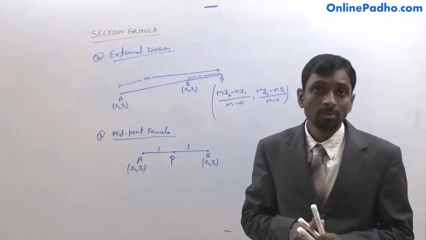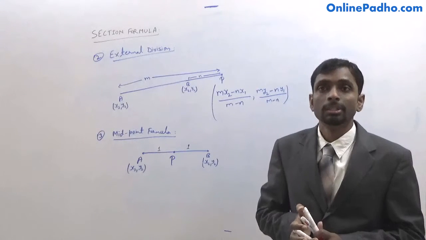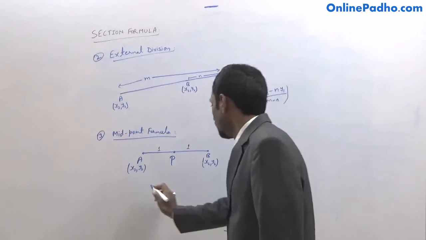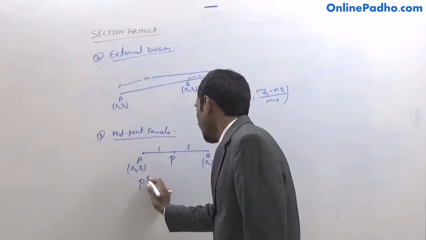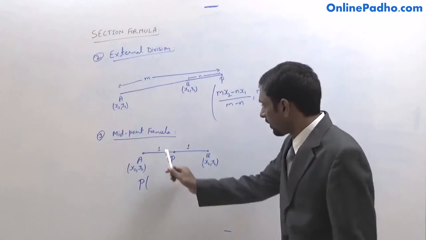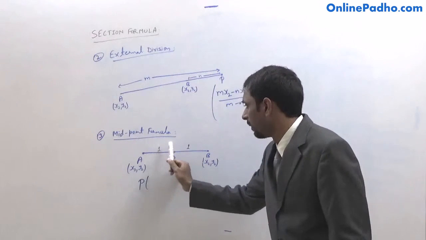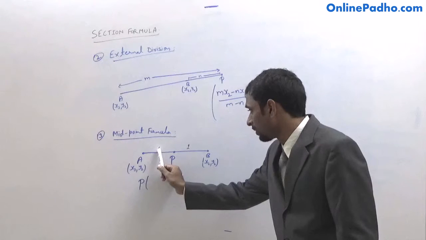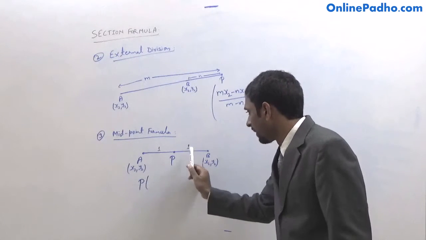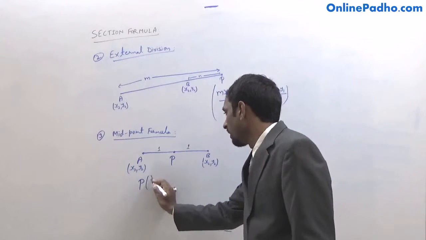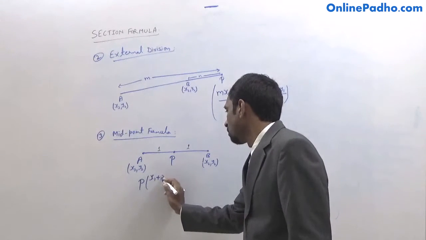Divided in the ratio 1:1, then we can say P is the midpoint of AB. Right? So the coordinate of point P we can write mx2 plus nx1 divided by m plus n. That is, 1 multiply x2 plus 1 multiply x1 divided by 1 plus 1. Finally, we can write it as x1 plus x2 by 2.